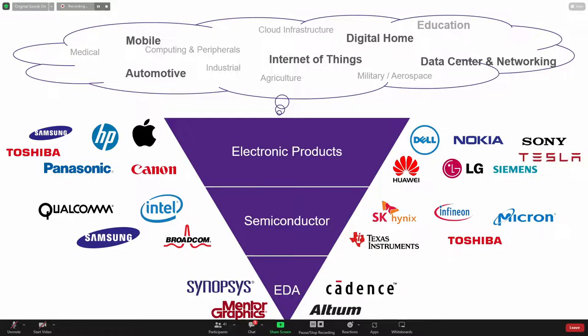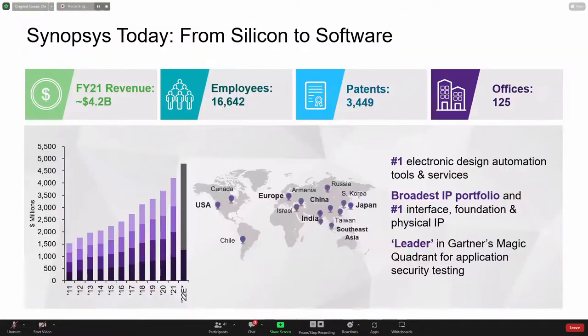A view of Synopsys. For the last FY21, our revenue was $4.2 billion US dollars. We have grown to more than 16,000 employees worldwide. We have filed 449 patents and counting. And we have 125 offices spread across 30 plus countries all over the world. You can see some of the major locations where we are.